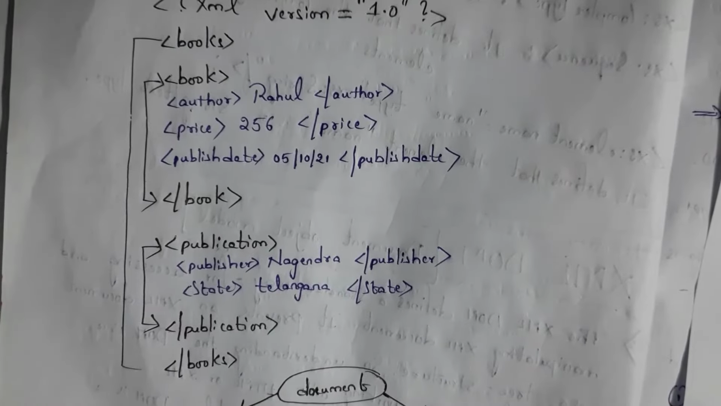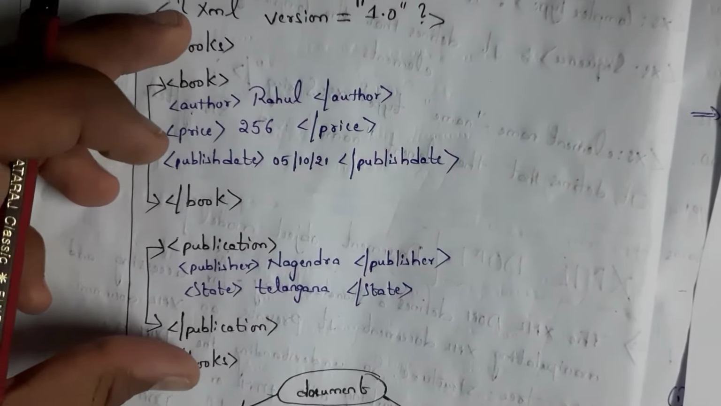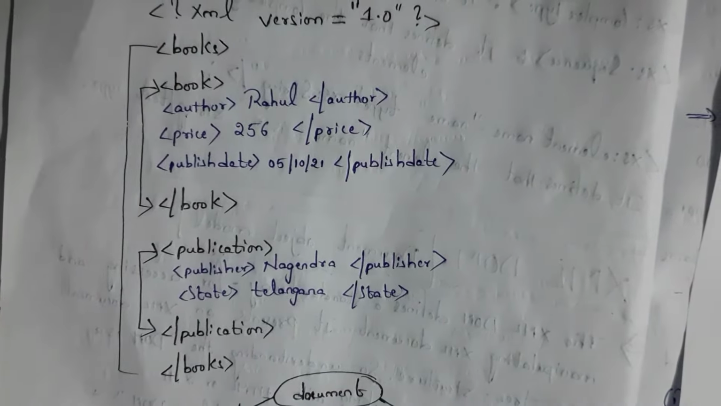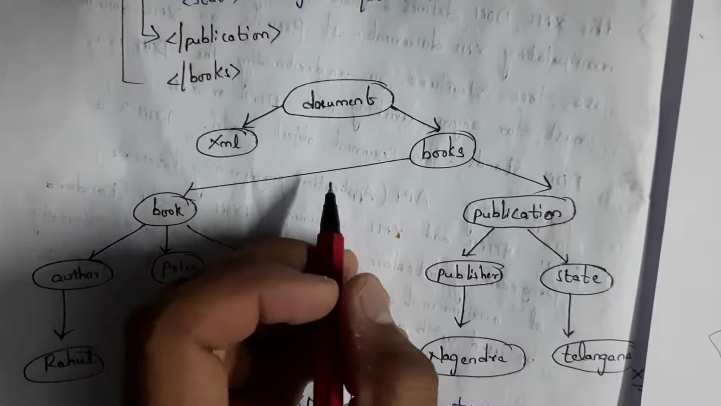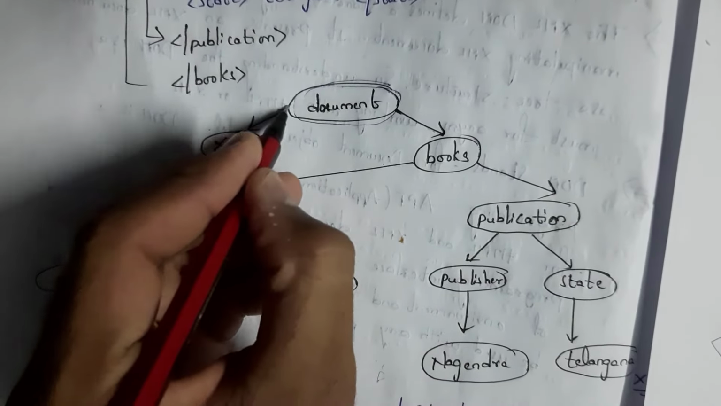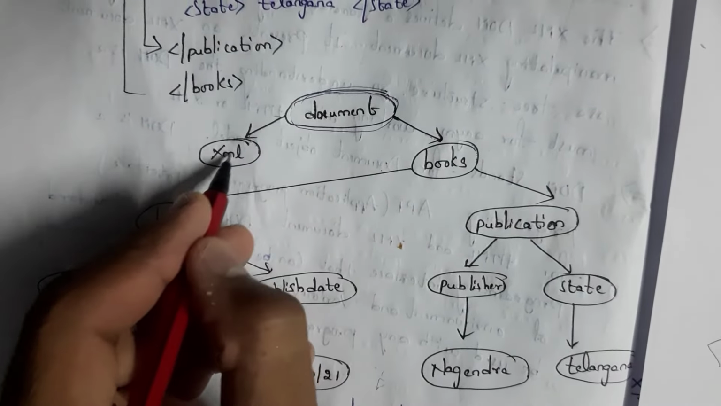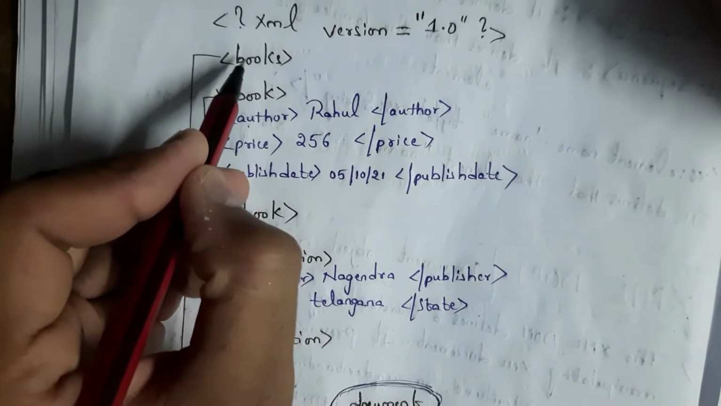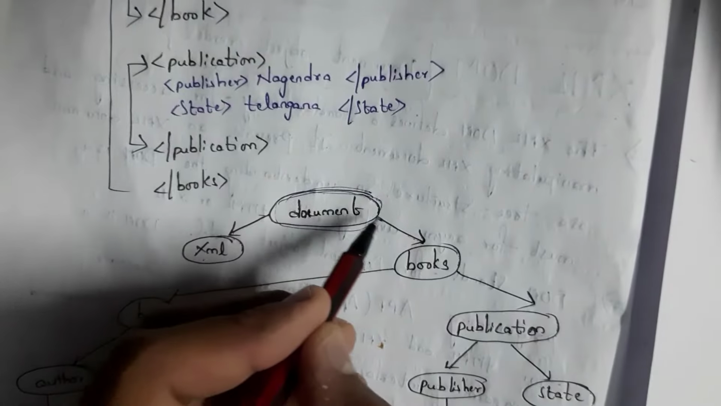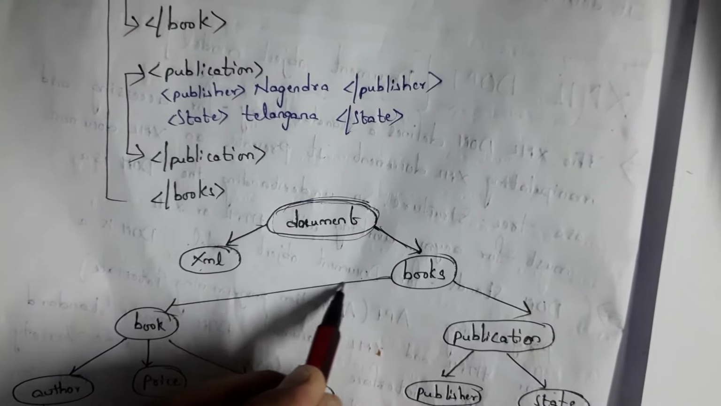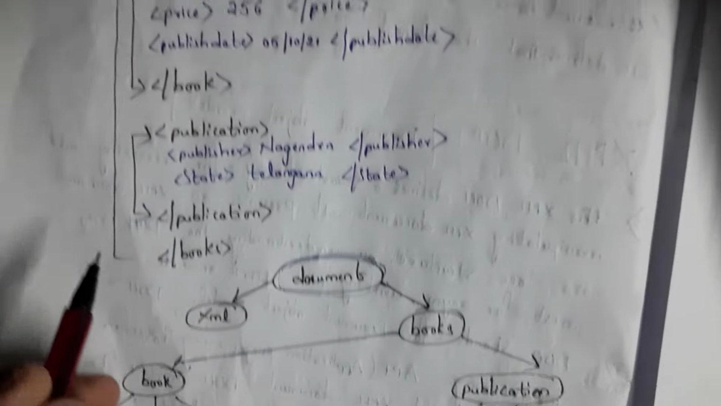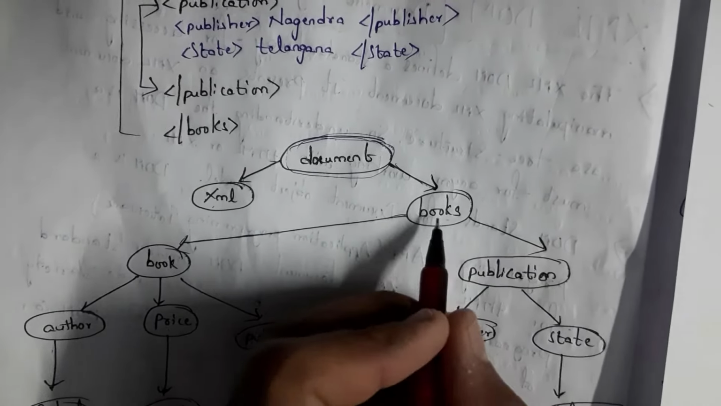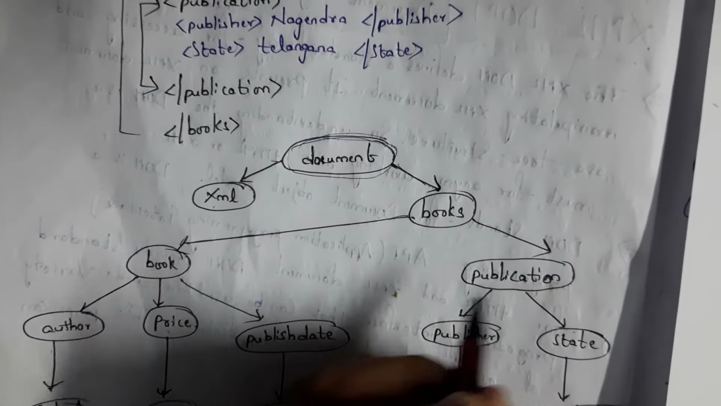By using this XML DOM, we can represent this entire program in the form of a tree structure. This is how we can represent that program. First 2 nodes are common. First one is document and this document type is XML, and at first I opened the books tag. So here we need to write books. Books contains another 2 tags. First one is book and next one is publication. So here I gave book and publication.